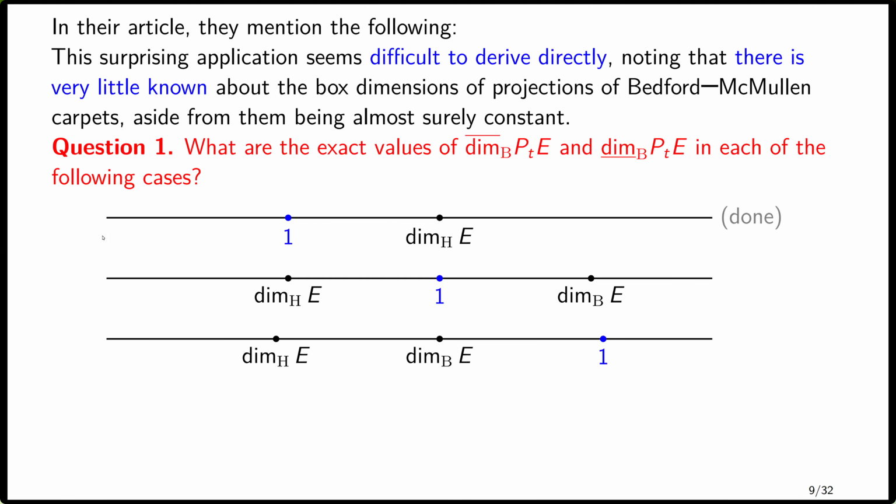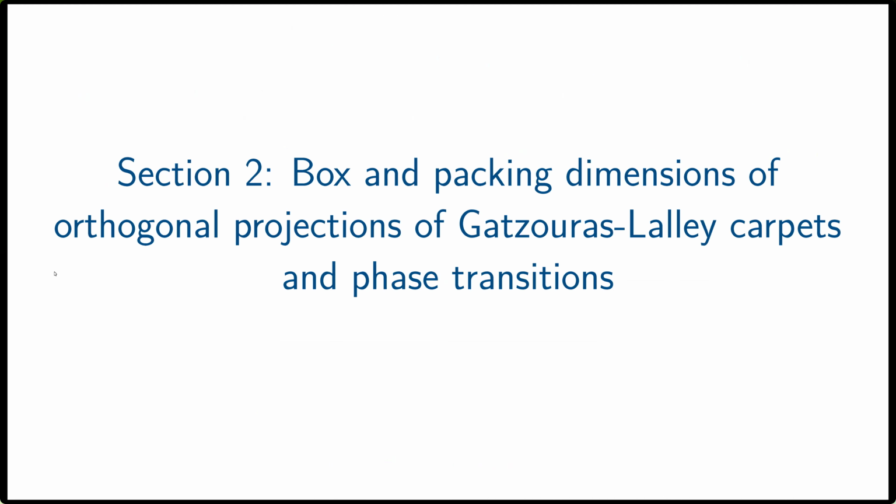Okay. And so do we have that the upper box dimension is equal to the lower box dimension of the projection set? So these are many questions. And in fact, we solve all the problems. And as they stated, the application seems difficult to derive directly. Well, in fact, we derive it directly, and it is really difficult. Yeah. So next, I'd like to state our result.